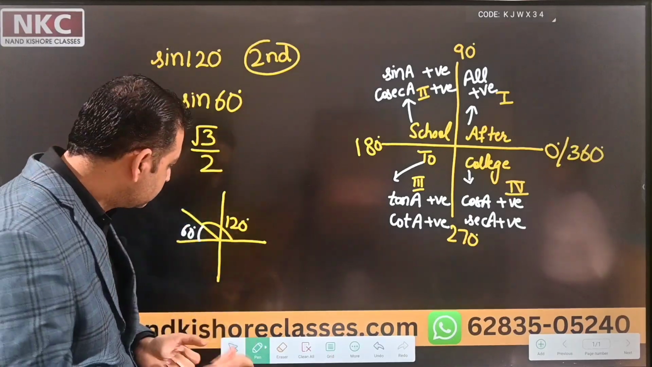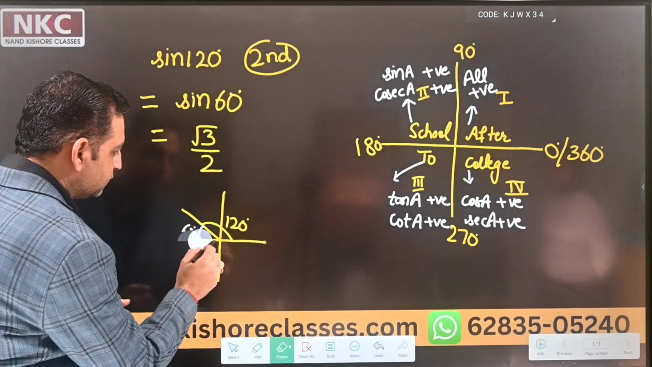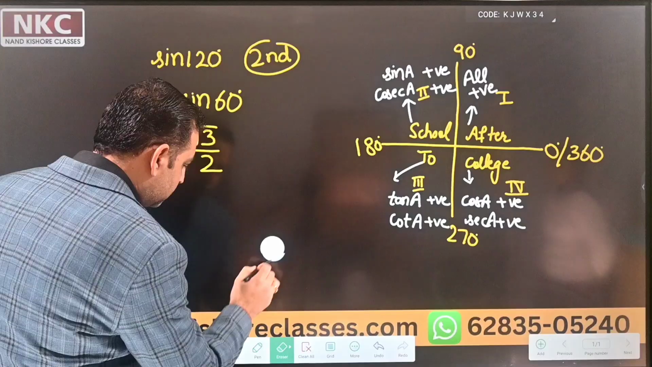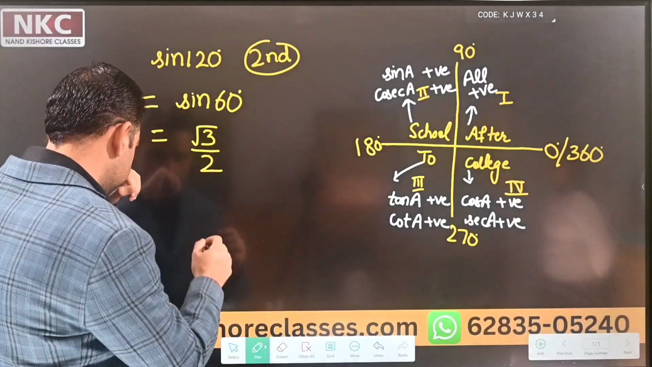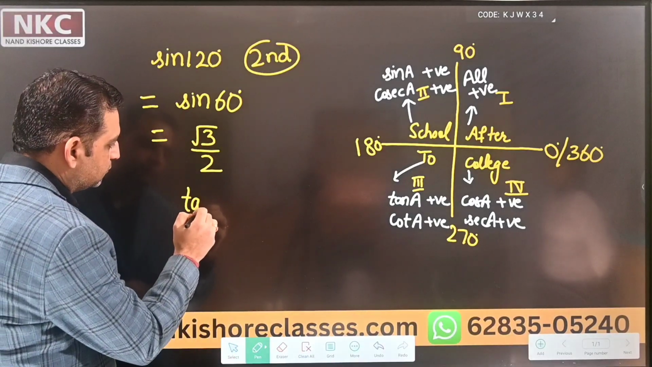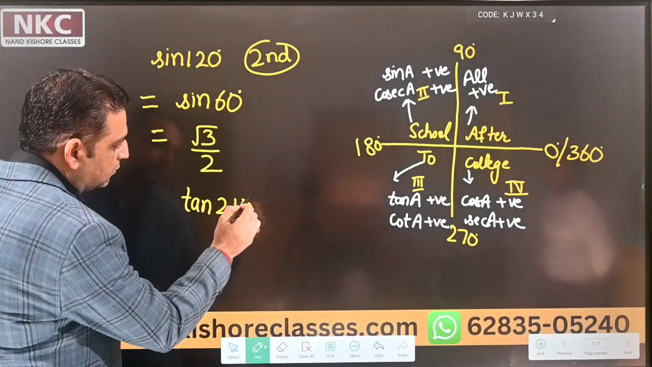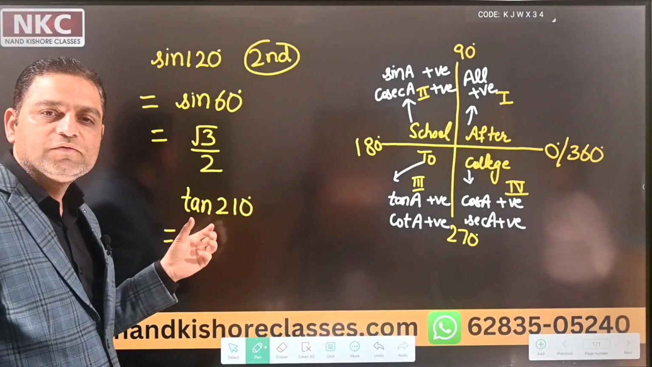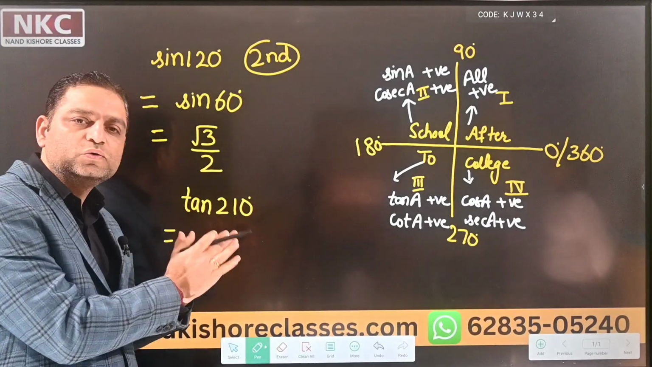I hope it is making sense. We will do a few more examples. You will get more idea about it. Let's suppose we need to find the value of tangent 210 degree.